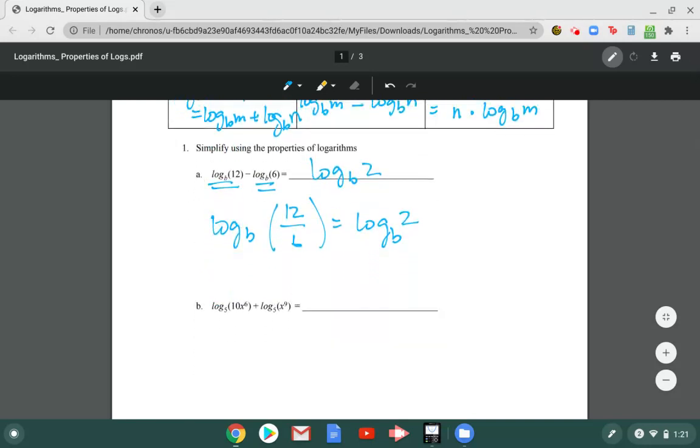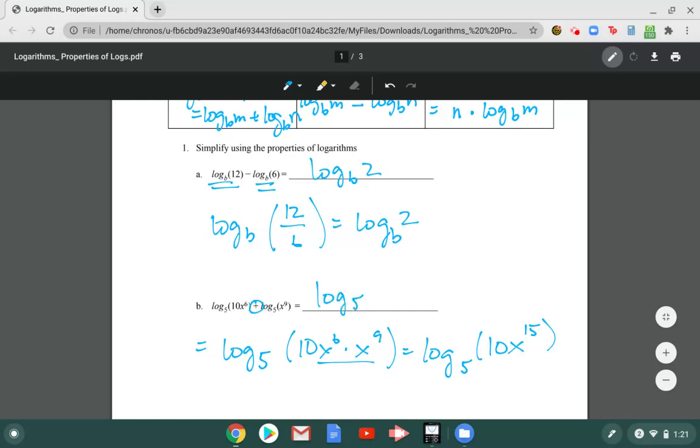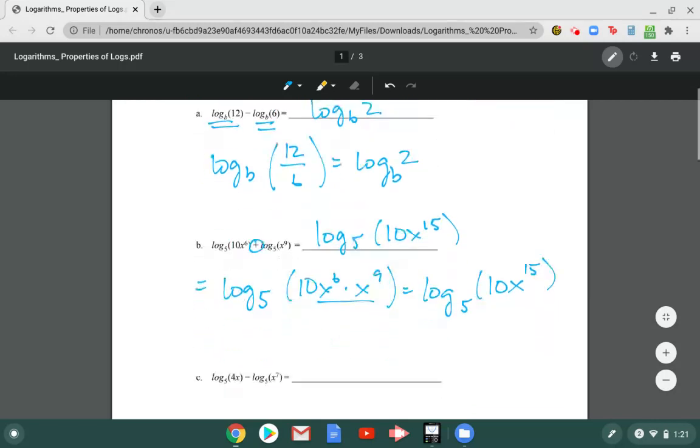Okay, next we've got a sum. Those sums can be condensed into a single logarithm by multiplying what's on the inside. So this would be 10x to the 6th times x to the 9th. So log base 5 of, I can just put those two together, 6 plus 9 is 15. So this would be 10x to the 15th. So log base 5 of 10x to the 15th.